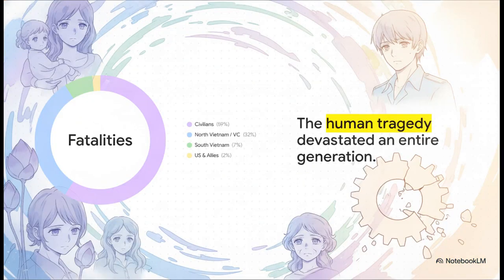Part 5. The human cost, a staggering toll. Ultimately, the most enduring legacy of this conflict is its absolutely horrific human cost. The numbers are hard to even process. As many as 2 million civilians perished in this war. Alongside them, over 1.1 million North Vietnamese and Viet Cong fighters died. The South Vietnamese military saw between 200,000 and 313,000 fatalities, and the U.S. and its allies lost around 60,000 troops. The human tragedy here impacted every single faction involved. It literally devastated an entire generation.